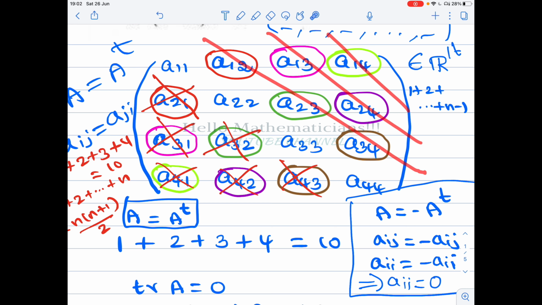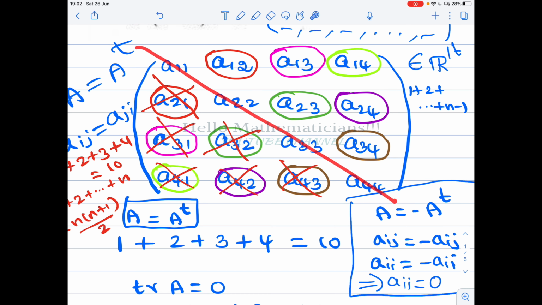If it is an n by n matrix, in the diagonal you will have n entries, but the diagonal won't contribute. So you will have n minus 1 entries: 1, 2, etc. plus n minus 1. What is 1 plus 2 plus etc. plus n minus 1? This is n minus 1 into n by 2. So n minus 1 into n by 2 is the dimension of the set of all n by n skew symmetric matrices. Now we know the dimension of the set of all symmetric matrices and skew symmetric matrices.